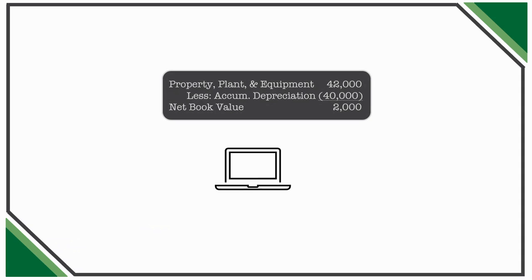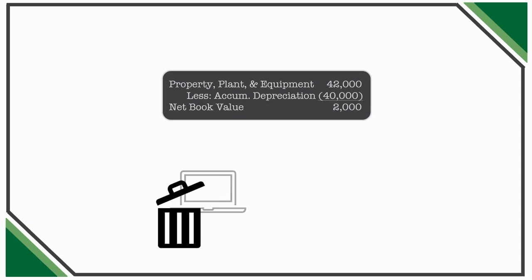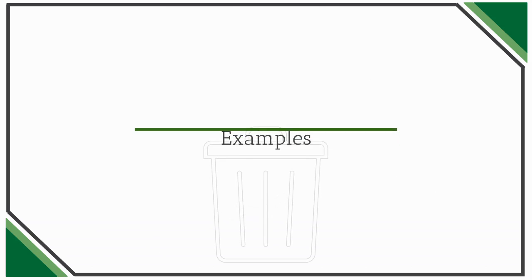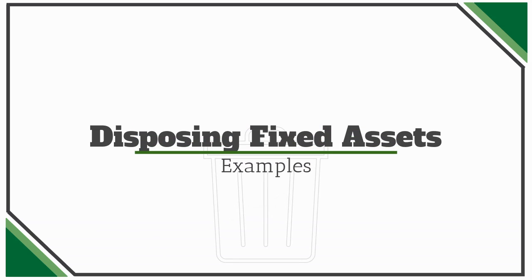So when does a company actually remove the asset from financials? Not until they are either disposed of or sold to another user. First, we will do examples where property is disposed of, and then we will do examples where property is sold.